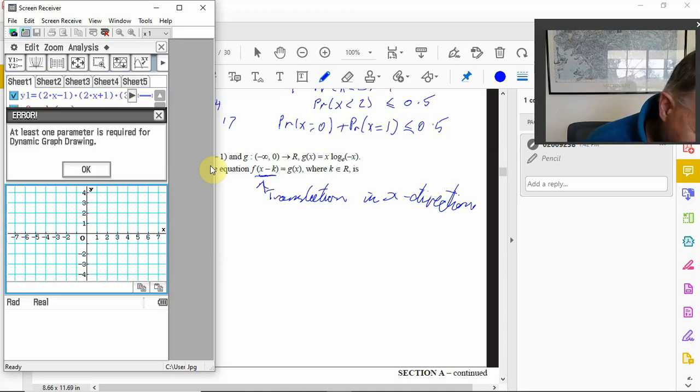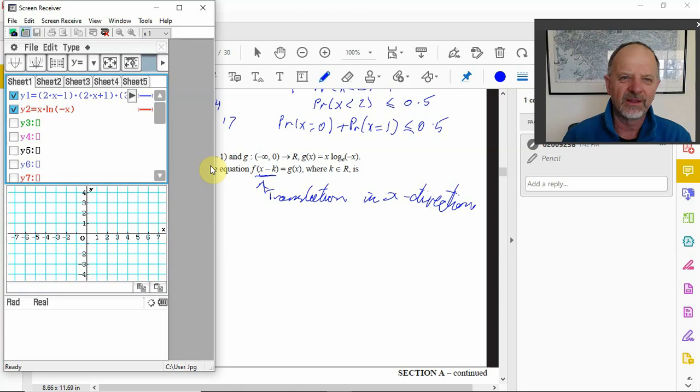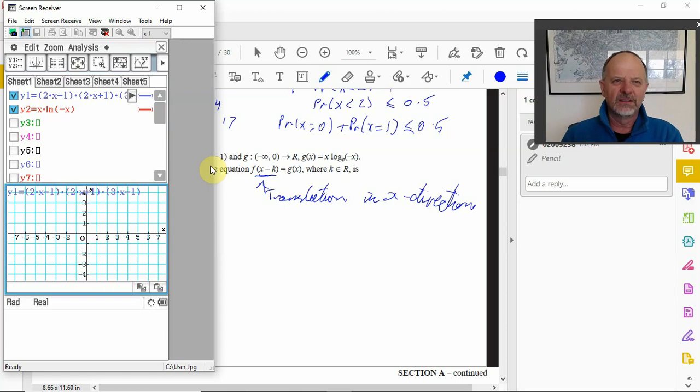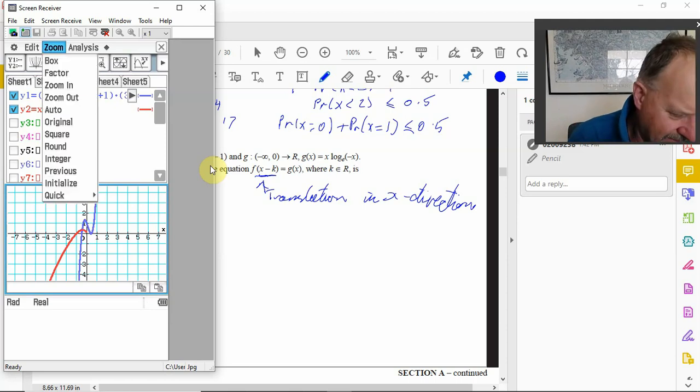No, sorry, I've done the wrong thing here. They didn't highlight the right thing. Come on, up here. There we are. Graph it for me. There we go. So there's f and there's g. Now let me zoom in.